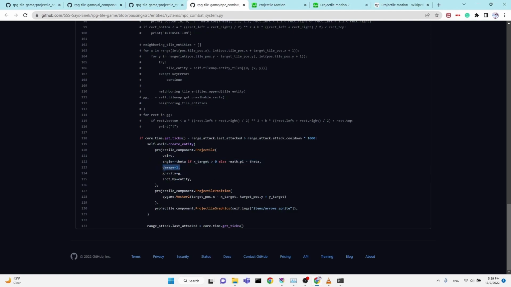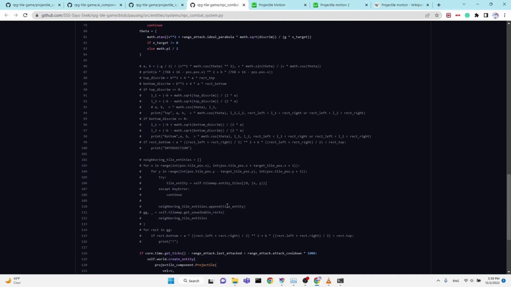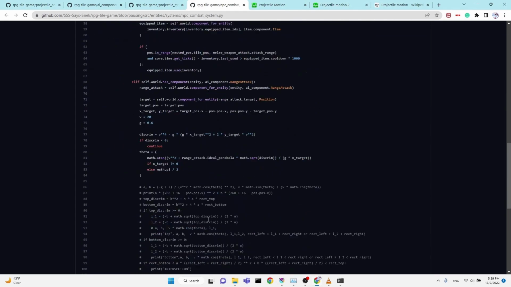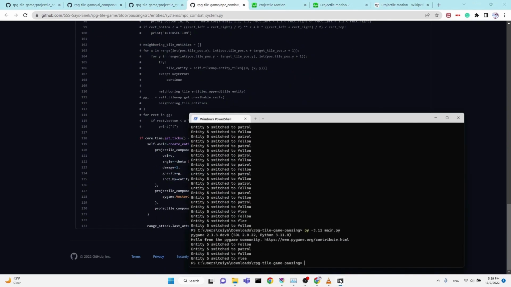Anyway, we set the damage to 1 just for testing. We have the gravity, and we have a shot by entity. And then we finally unoffset the projectile, putting it back into world space. And then we have a projectile graphics for the arrow, and that's basically it. That's basically all there is to the NPC combat system.